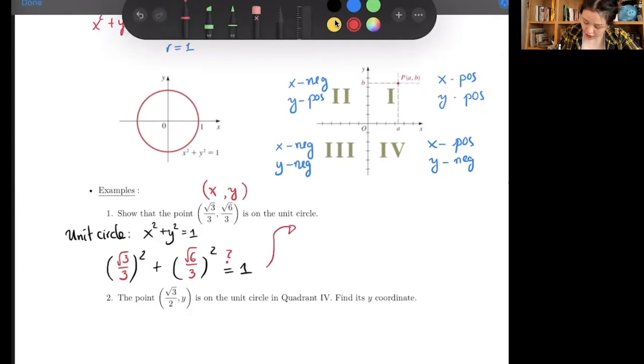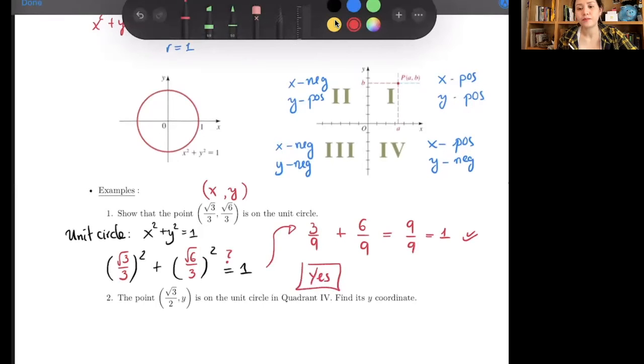The first fraction is 3 over 9, plus root 6 squared is 6, 3 squared is 9. This is equal to 9 over 9, which is 1. So yes, the point square root of 3 over 3 and square root of 6 over 3 is on the unit circle. Okay, all right.